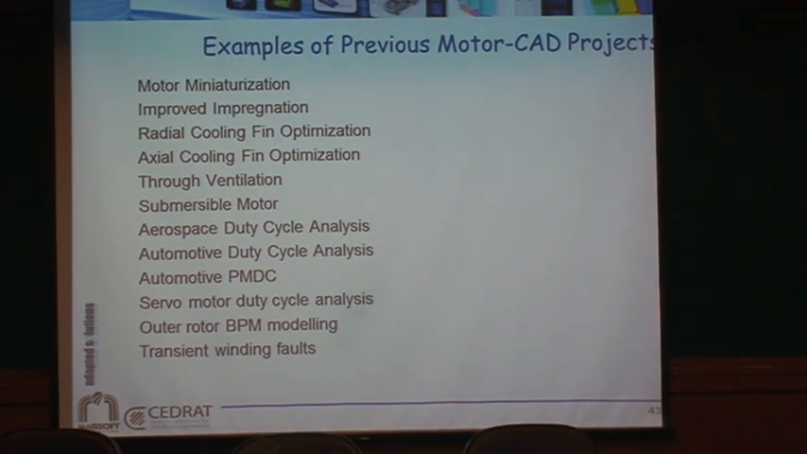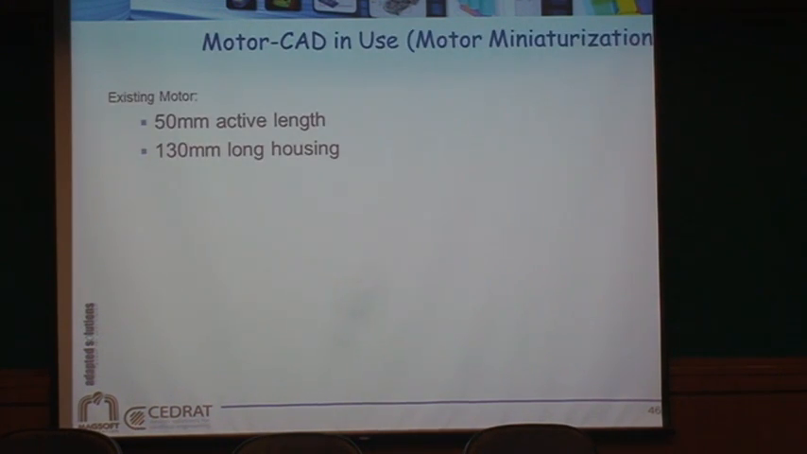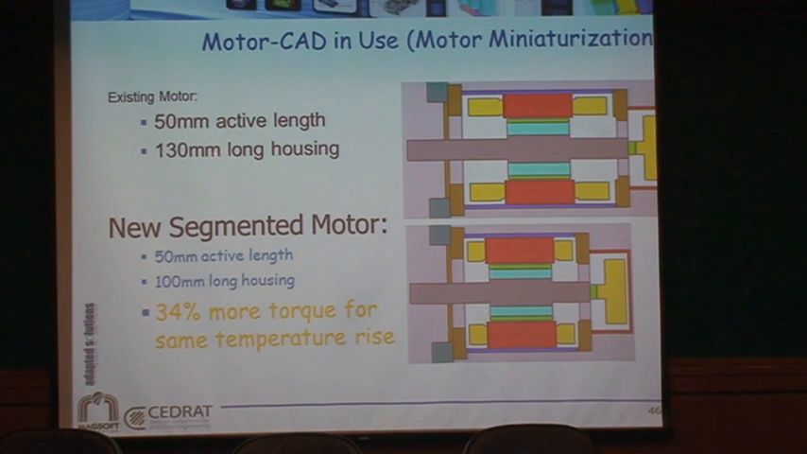So here is an example of miniaturization. Initial machine, 50 millimeter long active length, housing 130. So we do a new machine. Actually, there were a little more changes on this one. We segmented it so we could have denser winding also. Okay. And now we have 50 millimeter active length. The housing is a little shorter, and we have 34% more torque for the same temperature rise because of the change in design. It's cooling more efficiently, and it's also using the space more efficiently.